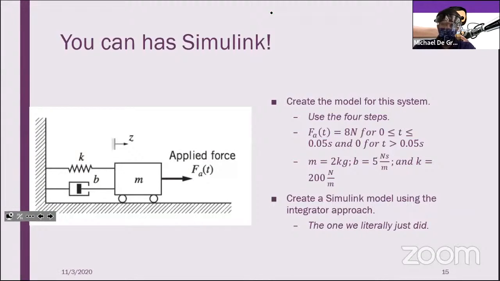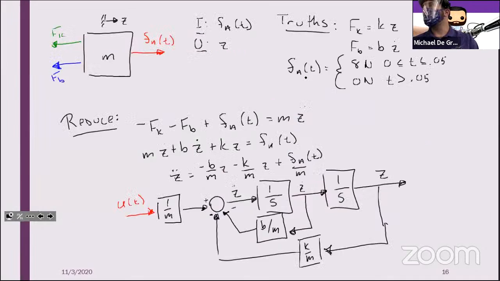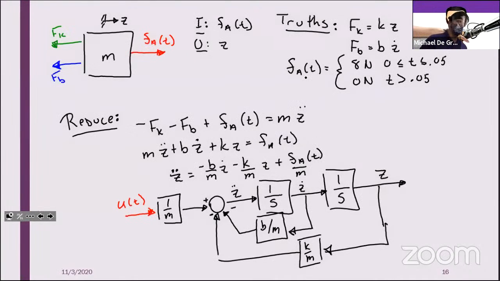So what are we doing here? Is everything unfrozen? Good. So first thing we have to do is we have to make the model, right? That's the first thing that we have to do. So if we're making the model, we should probably use the first 4 steps that we have. So what are we going to do? Well, free body diagram, right? Hey, look, there's a free body diagram. My input is FA, my output is Z.